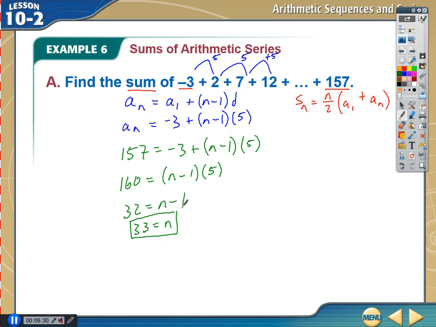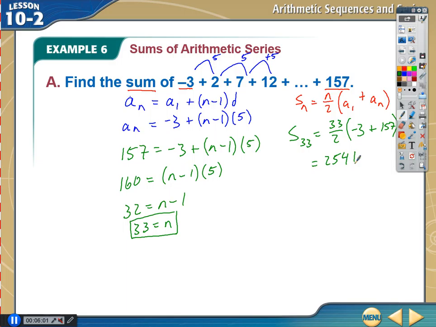And I would have to find that out if I wanted to do the summation. And I'll show you in a second. So now I plug everything into here. So S sub 33, the first 33 terms, is equal to 33 over 2 times a sub 1, which we found is negative 3, plus 157. You punch that into your calculator, and what do you find out? You find out that it's equal to 2541.